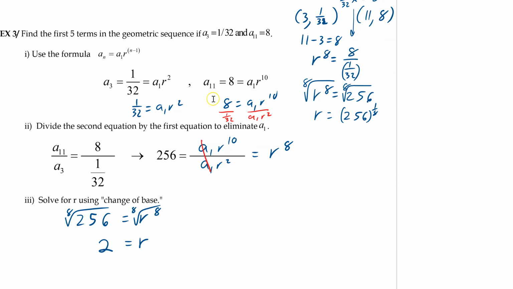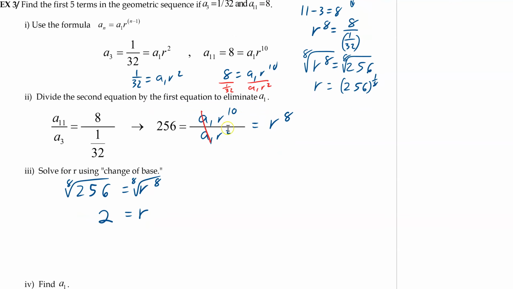So you can do it algebraically, or you can do it logically, thinking about 1 over 32 to 8, what would I multiply by to get there and how many ratios would I need to use. Your choice. All right, thank you.